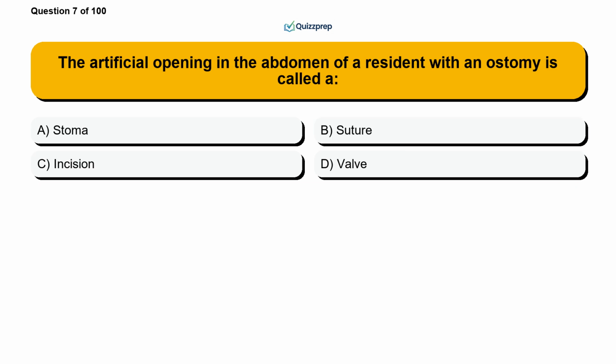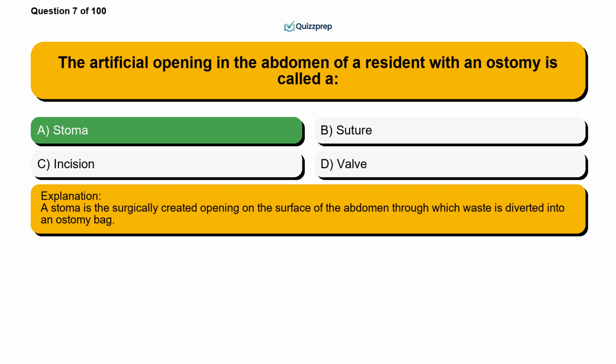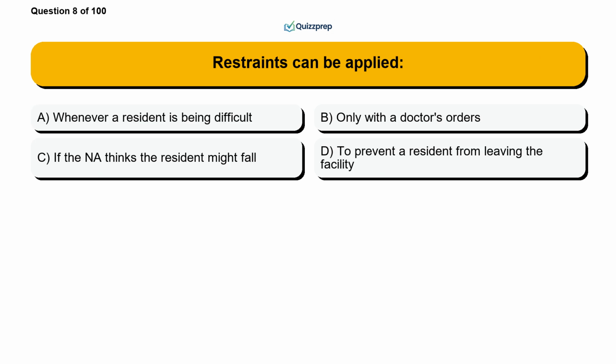Question 7. The artificial opening in the abdomen of a resident with an ostomy is called a: Option A, stoma. Option B, suture. Option C, incision. Option D, valve. The correct answer is option A, stoma. A stoma is the surgically created opening on the surface of the abdomen through which waste is diverted into an ostomy bag.